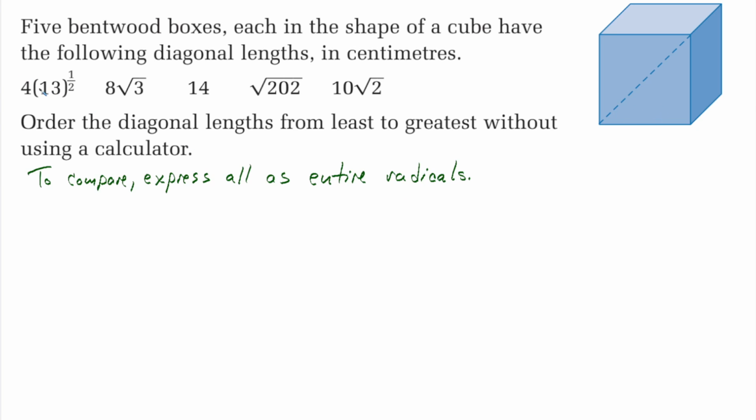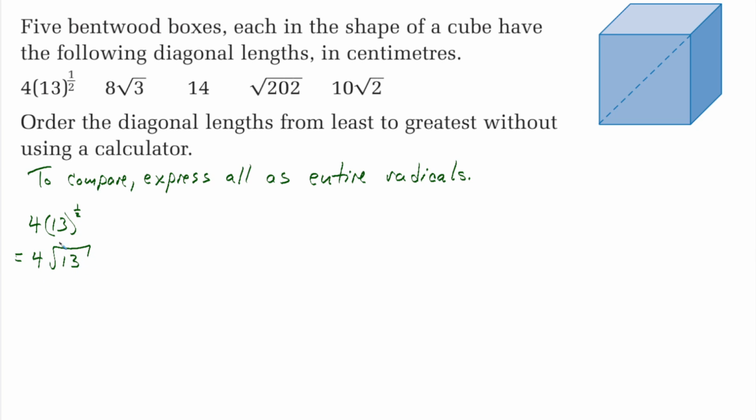Let's just order them. Okay, so 4 times 13 to the 1/2. 13 to the 1/2, remember. So 4 times 13 to the 1/2. 13 exponent 1/2 is just another way of writing the square root of 13. So we're going to write this guy. Actually, maybe I'll work my way down. That's probably going to be more user-friendly here. 13 to the 1/2 is just the square root of 13. So this is really 4 times the square root of 13.